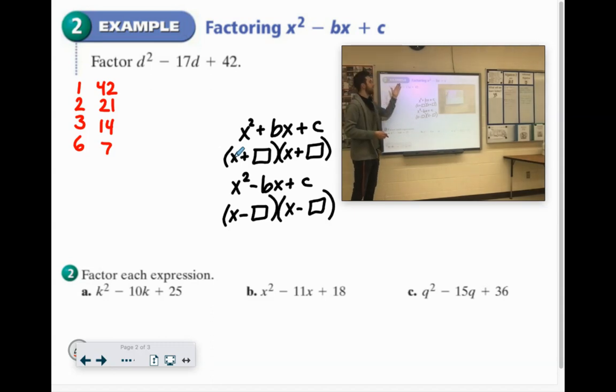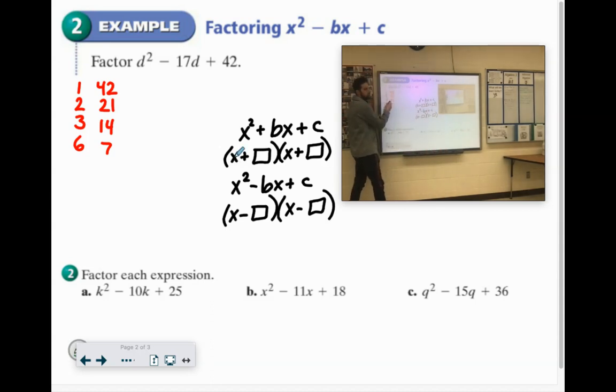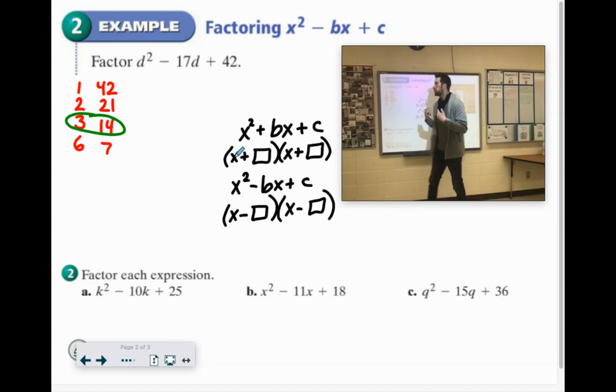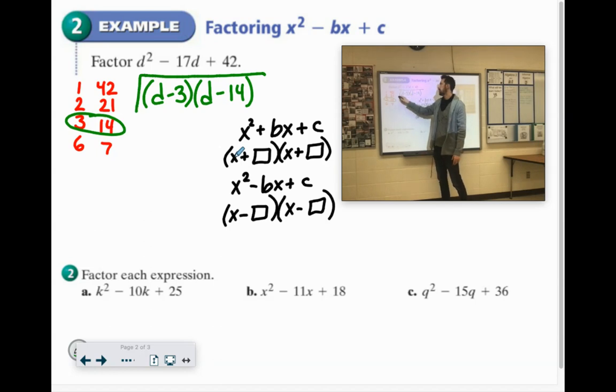But we need a set that adds up to 17. And we'll handle the negative here in a minute. 1 plus 42 isn't 17. 2 plus 21 is not 17. 3 plus 14 gives us the 17. But remember, they have to both be negative numbers. So we're going to say d minus 3 times d minus 14. This is our answer.